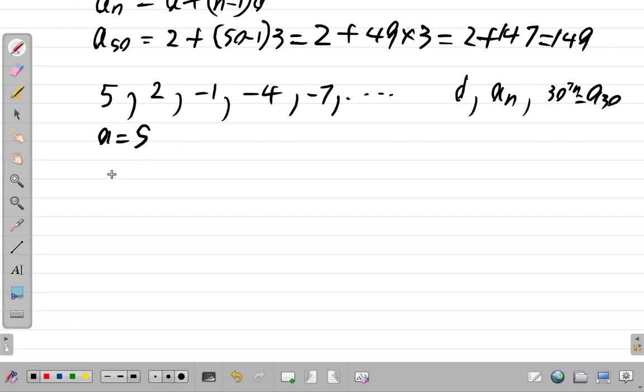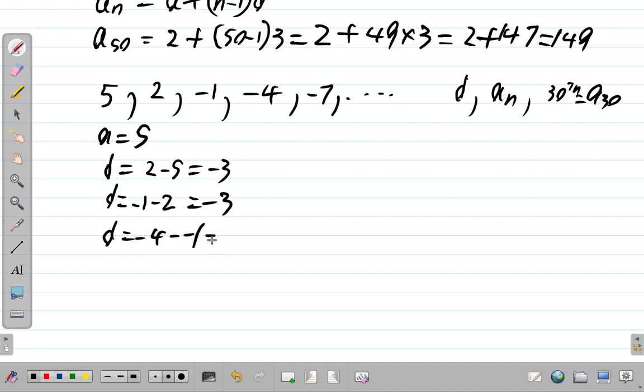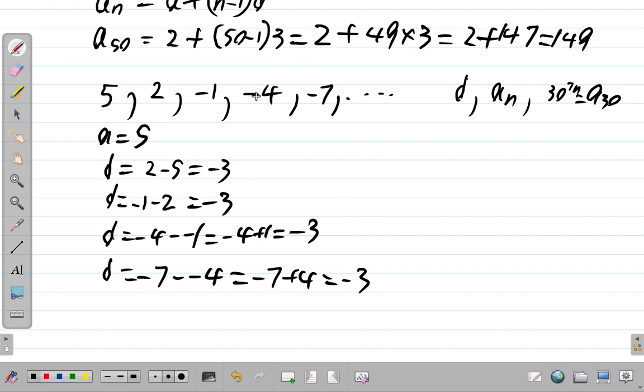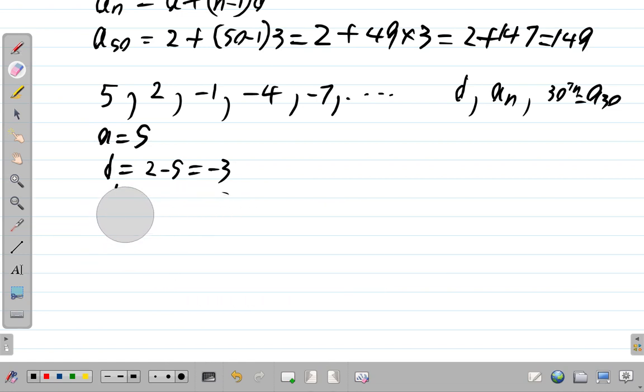So to get D, you say D equals 2 minus 5, which is negative 3. Alright? You could also have said D equals negative 1 minus 2 to give you negative 3. You could also have said D equals negative 4 minus negative 1, which is negative 4 plus 1, which is negative 3. You could also have said D equals negative 7 minus negative 4, which would be negative 7 plus 4, which is negative 3. Any one of them minus the previous term would give you the D. Alright? Now, it's always negative 3. That is the common difference. So A is 5. D is negative 3.